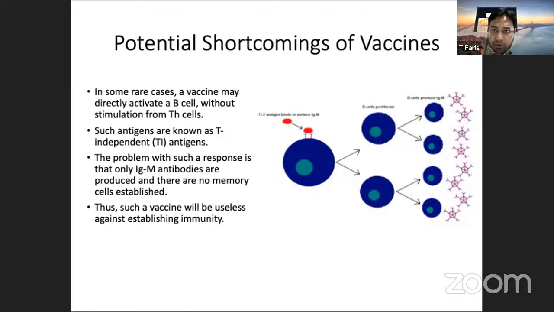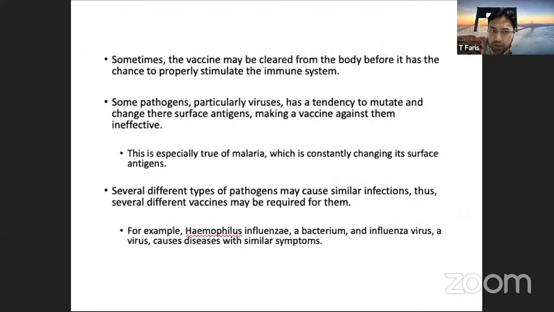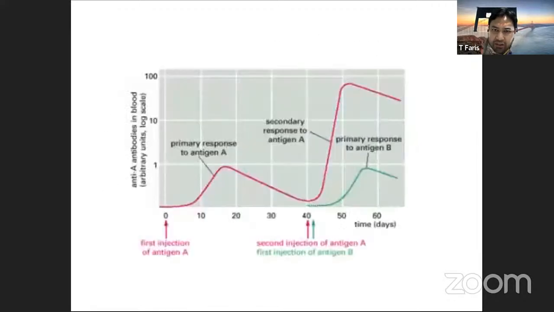Potential shortcomings of vaccines: as I mentioned, not all vaccines are effective because they are very specific, and of course different people have different immune status. So make sure you consult your physician before you take the vaccine. Make sure you are in good health before you take any vaccines, not only for COVID-19, but for all other viruses.